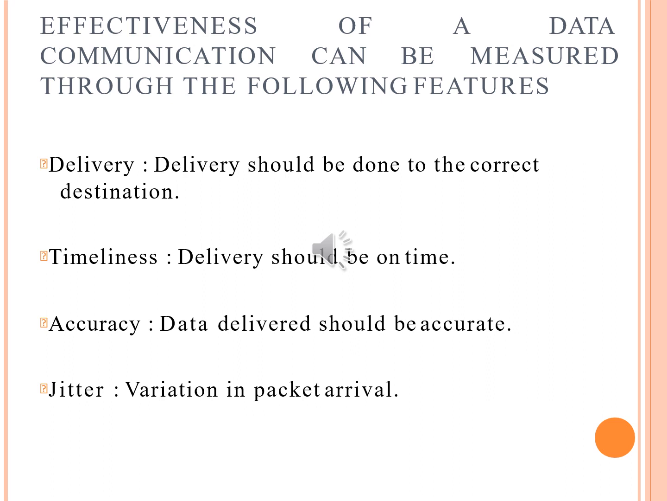One is delivery, right? Delivery must be to the correct destination. It means that point is clear. Students, we are taking the mobile phone example, which is familiar to all of us. If we are going to communicate or talk with someone with the help of a mobile phone, that mobile number must be appropriate. If it is appropriate, then only we are able to talk with the desired destination. Else, it is not possible to talk with that particular destination, right?